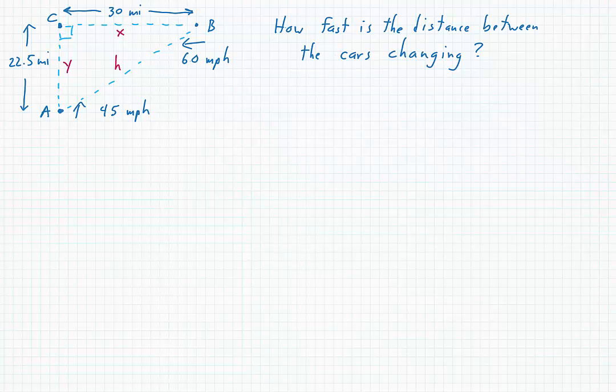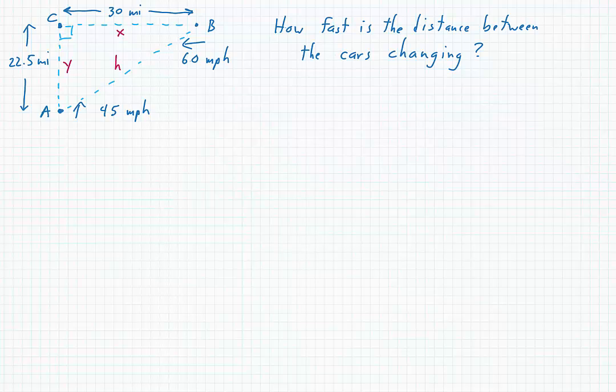So if we think of the distance between B and C as x and the distance between A and C as y, then we can call the distance between A and B, the hypotenuse of a right triangle, h. What we're really looking for then is dh/dt. How fast is the distance between the cars changing?